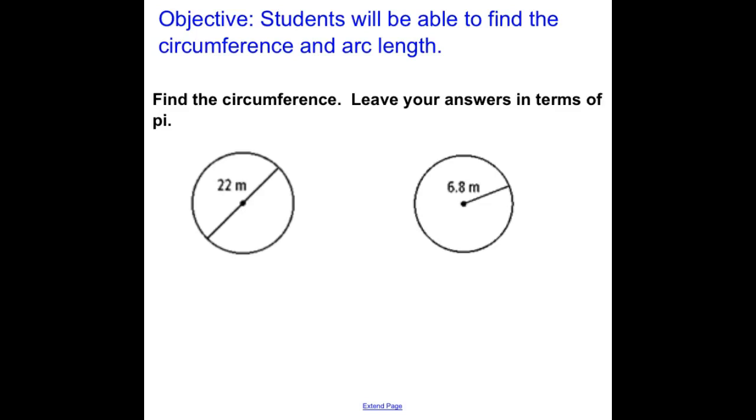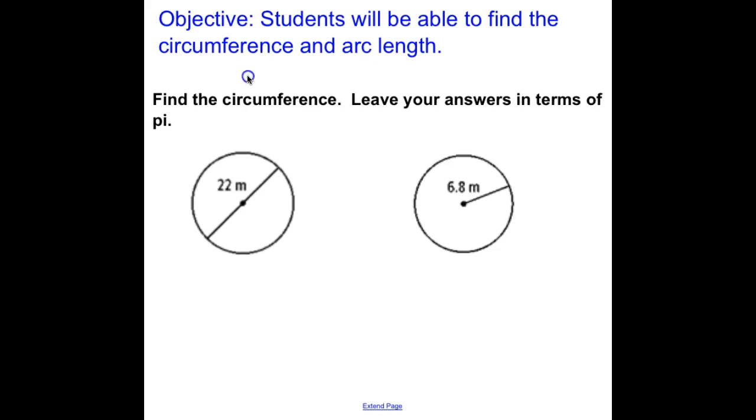All right, this is the second half of Geometry Chapter 10 review for the final. We're talking about area in Chapter 10, and we've jumped through to circles and then the geometric probability. We kind of jumped ahead a little bit here. So this objective is that students will be able to find the circumference and arc length. So let's find the circumference, leave your answer in terms of pi.